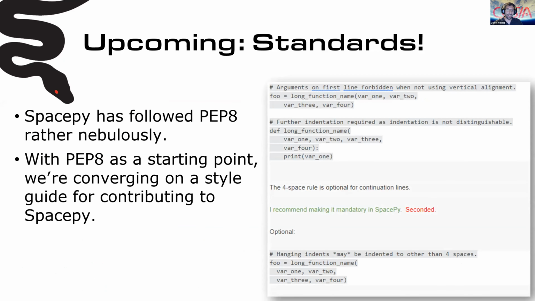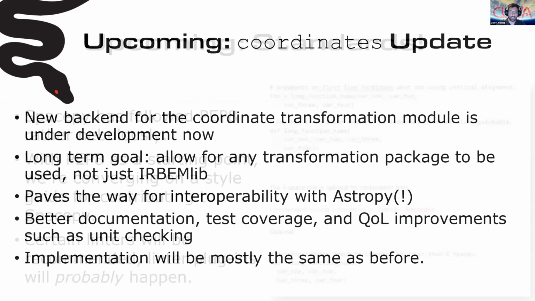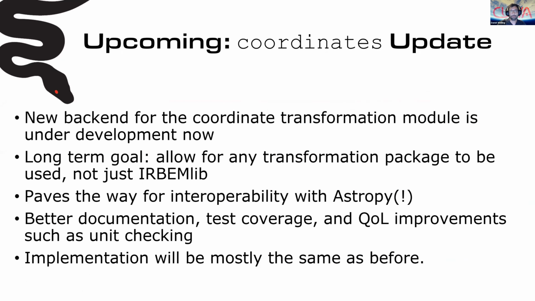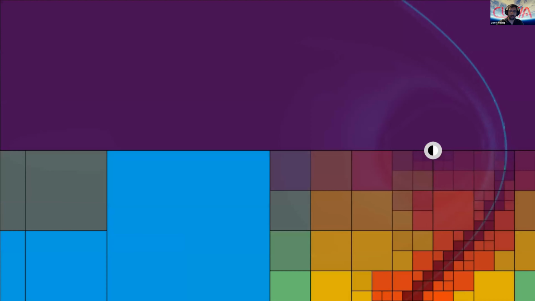We're updating our style standards, so expect that in the future. A lot of arguing on our ends, but we're working on it. And we're updating the coordinates backend. Long story short, this is laying the groundwork for further interoperability with AstroPy. 3D pybats is in the pipe. I want to end with this cool movie.